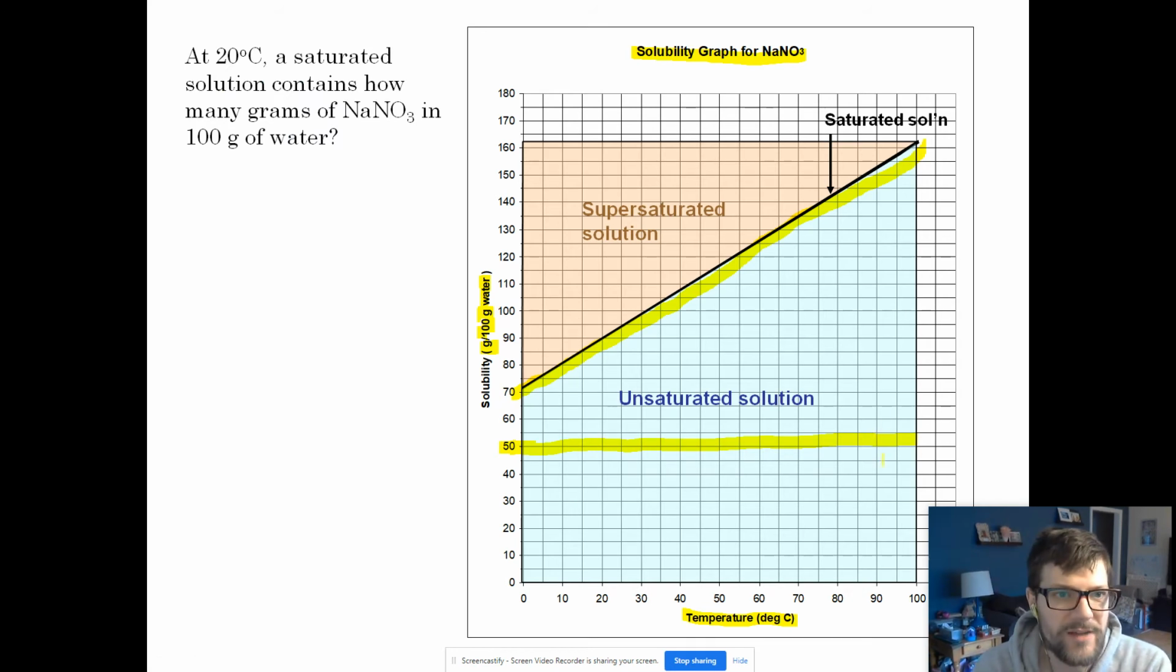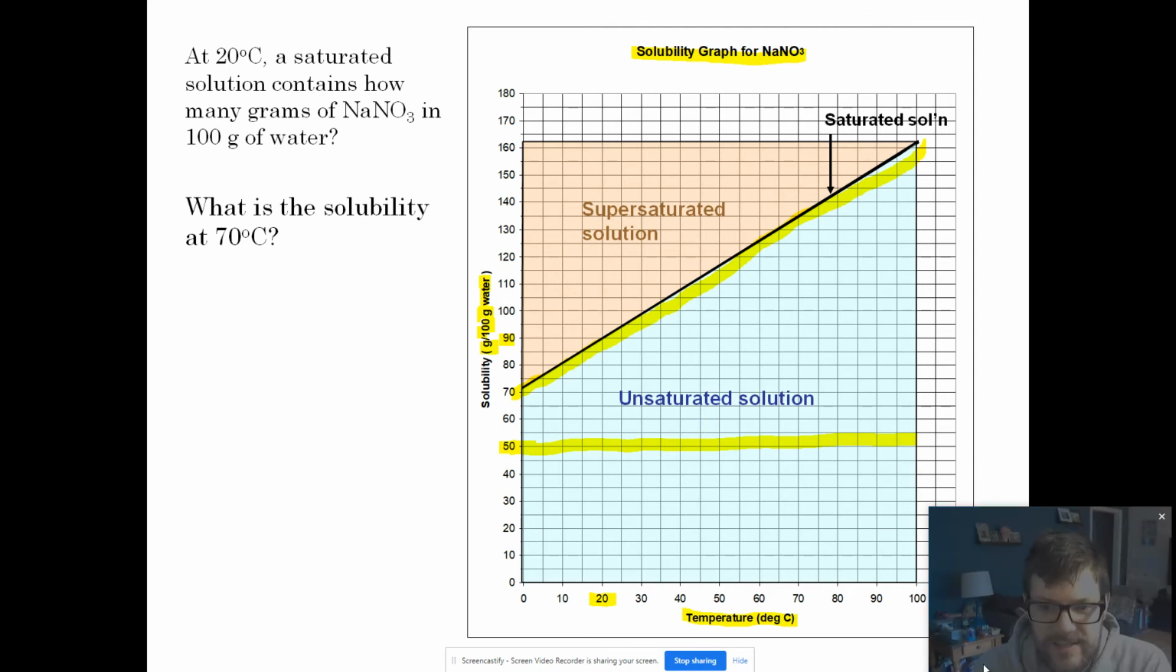Then we can ask questions about this, like at 20 degrees Celsius, a saturated solution contains how many grams in 100 grams of water? So I would go over to the 20 degrees, trace it up to the line, and then trace it over to the y-axis where I find that it would be 90. I can then answer the same question at 70 degrees. Again, I go over to 70 degrees on the x-axis, find the saturated line, and trace it over to the y-axis. And that looks like 135 grams.